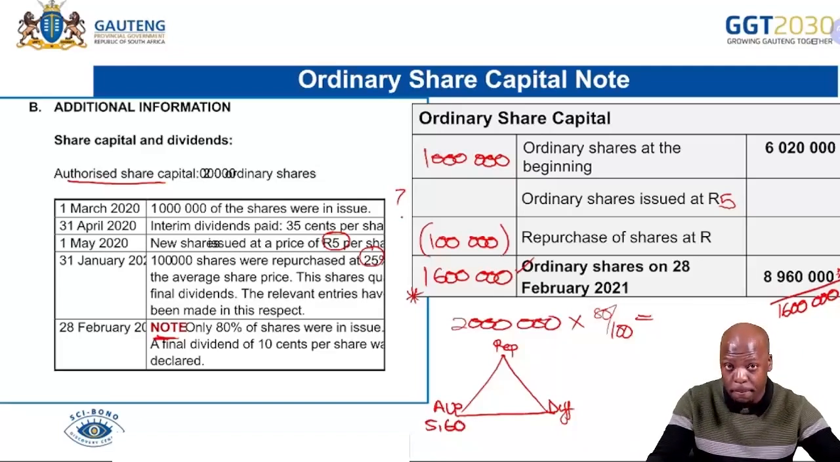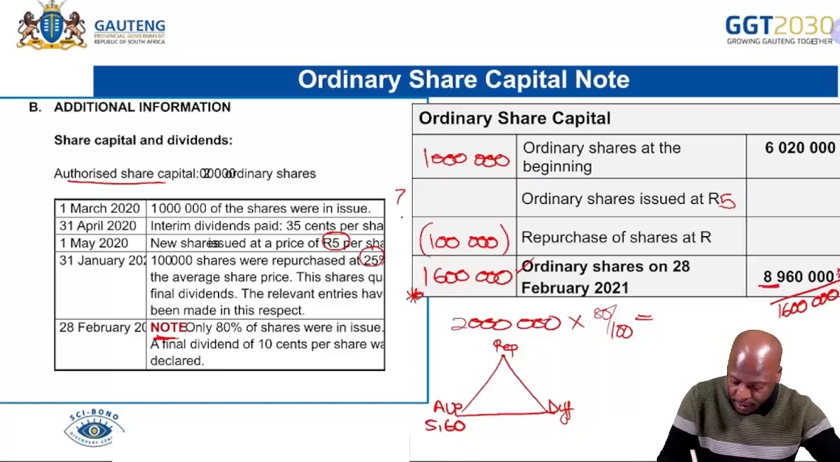Now we're still together. How did you get 5 Rand 60? You said 8,960,000, which is this one here. You divide it by the number of shares here, which is 1.6 million. And once you do this, you get 5 Rand 60, which becomes your average price.